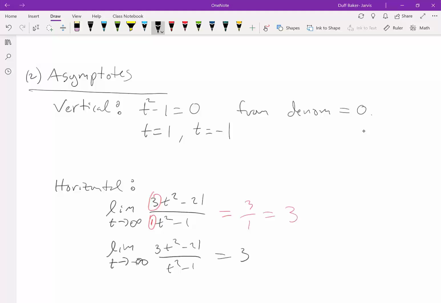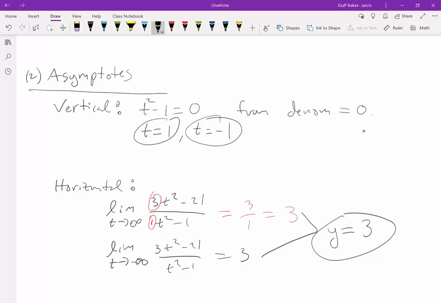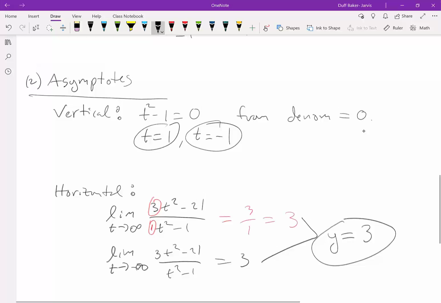This one's also equal to 3. So this tells us that there's one horizontal asymptote of y equals 3. So far we found these asymptotes. Let's draw in our horizontal one now.